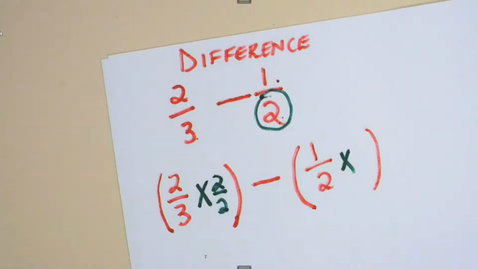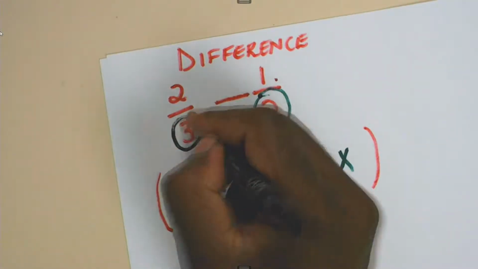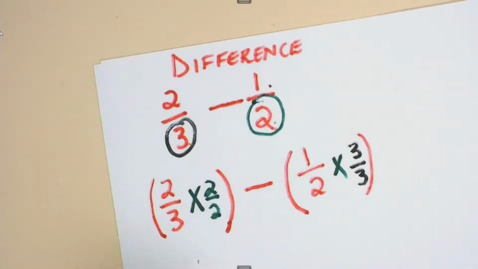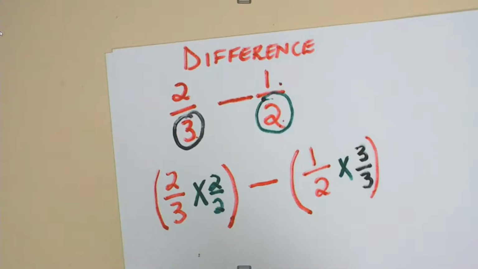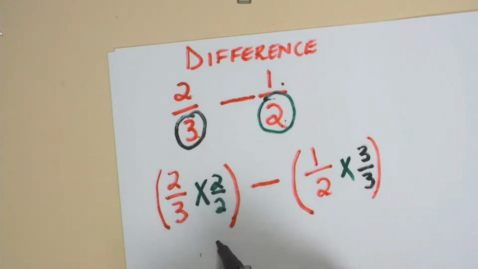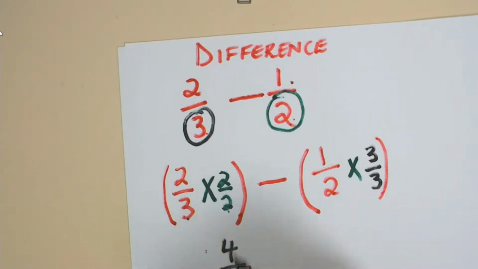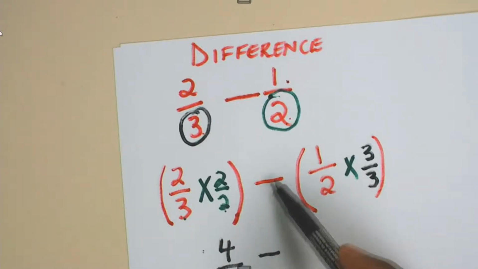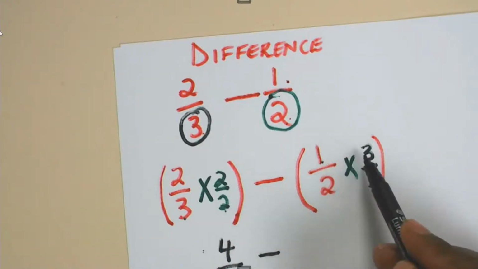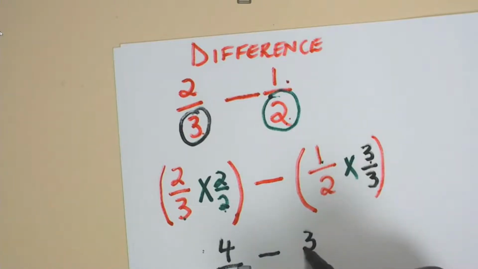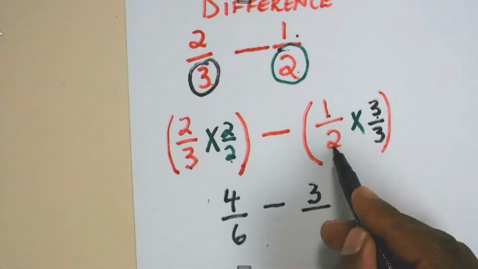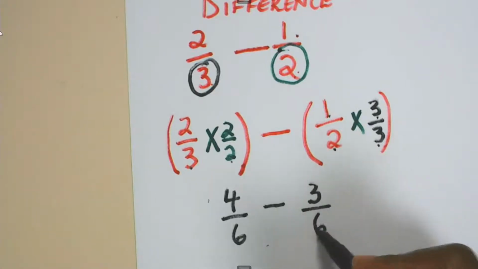Then this one, again, we said we'll multiply by 3 out of 3. Simple. 2 multiplied by 2 gives us 4. 3 multiplied by 2 gives us 6. Then we minus. Remember the sign is still minus. 1 multiplied by 3 is 3, and 2 multiplied by 3 equals 6.